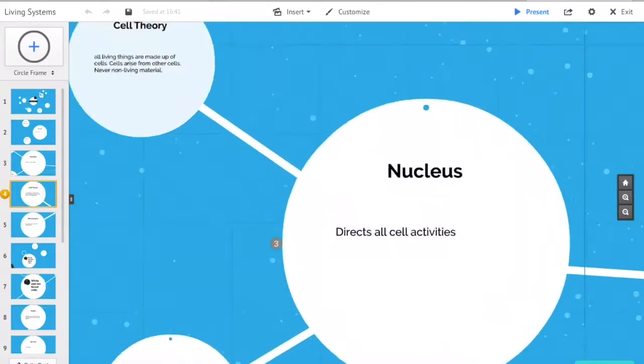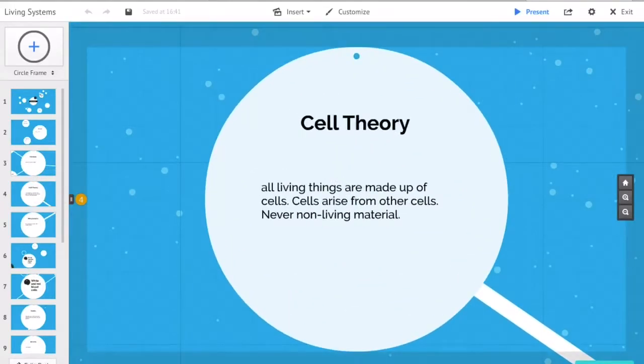A close look at the nucleus. Cell theory. Cell theory states that all living things are made up of cells. All life functions are carried out by cells or parts of cells. Cells arise from other cells and never from non-living material.